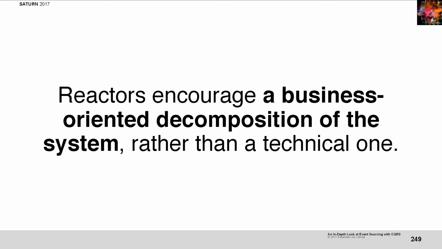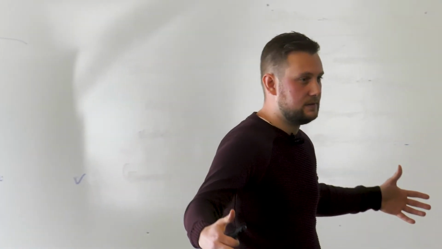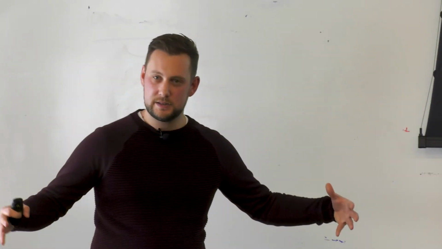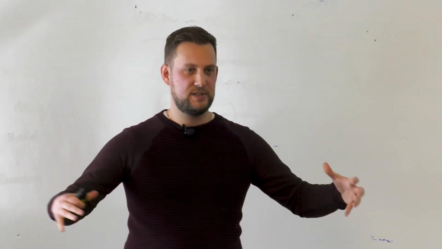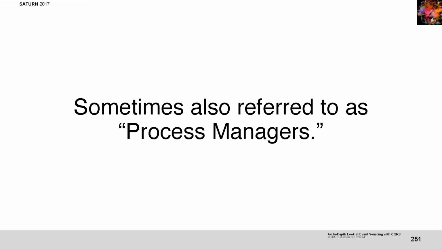Reactors do one thing well, and they really encourage a business-oriented decomposition of the system rather than a technical one. So we can slice by capability. And going back to something that Chris mentioned earlier, sagas are typically built up by a series of reactors. So you might have the gold class customer saga, which consists of these reactors that we've talked about, but also other ones. Sometimes we also talk about sagas as process managers.